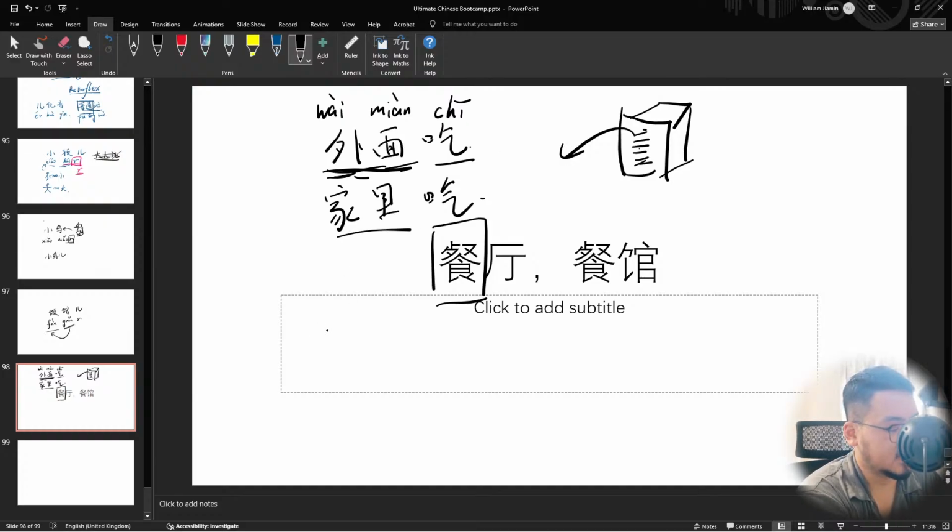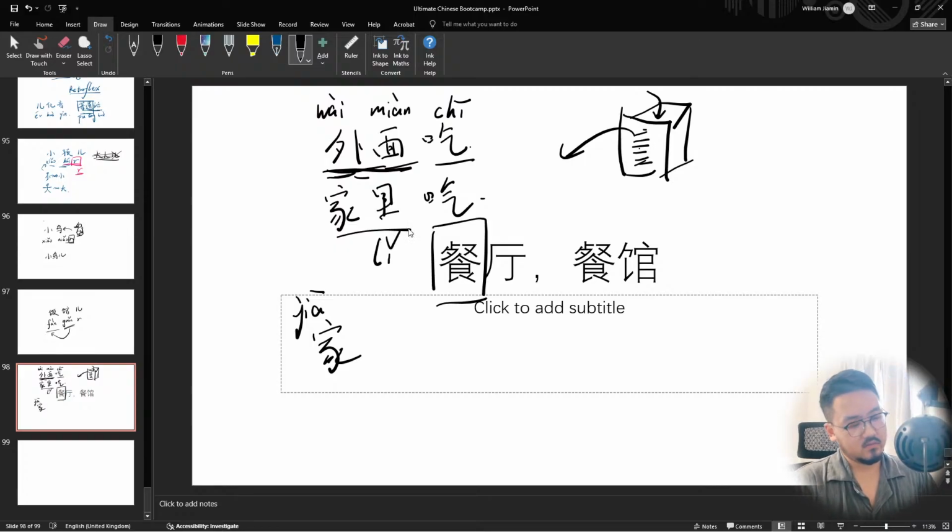家里, 家 is like a home, right? 里 is like inside, so it's like here. This is called 里, right? 家里吃, 外面吃. Okay? So when you refer to going out to eat, you just say 在外面吃，今天晚上我们在外面吃, right?